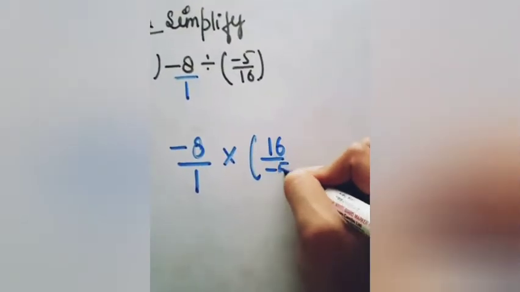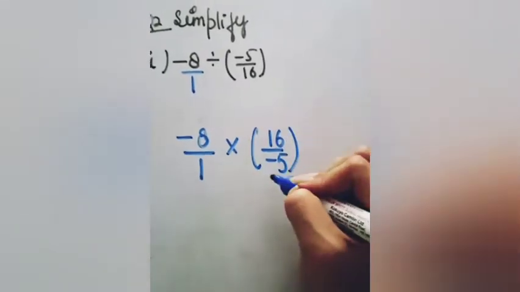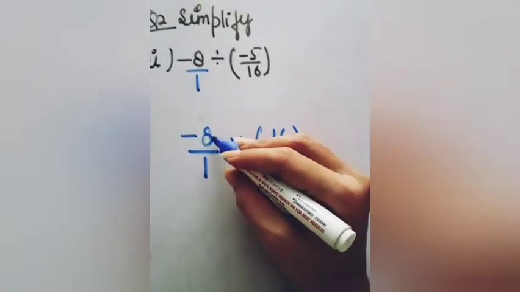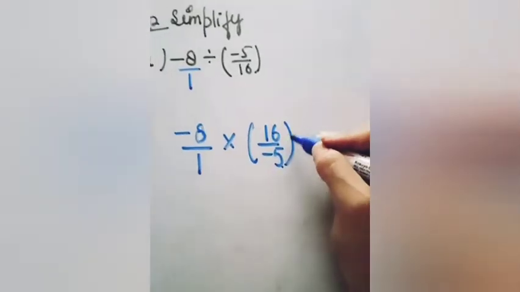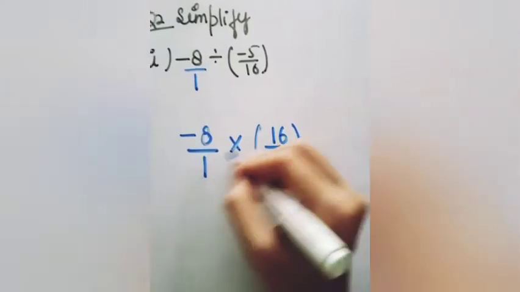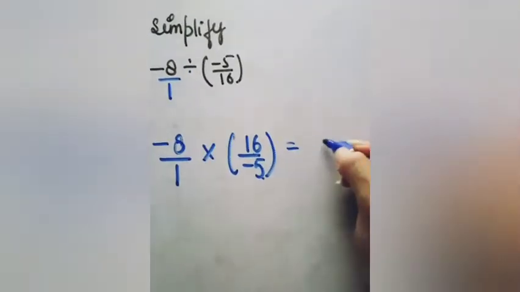It will be this. Now see, these numbers do not cancel each other. There is no 8 in the table of 5, and 5 does not come in the table of 8. Neither of these two numbers comes in the same table, so we will multiply them.